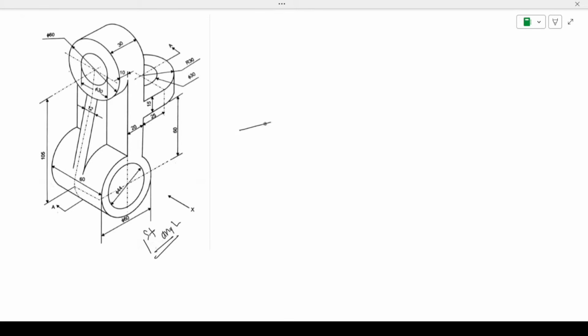So for first angle projection, the front view is above the XY line, then the top view is below the XY line. Front view is looking in the direction X, and this is our side view. The side view is the left hand side view. We always draw the left hand side view to the right of the front view. So this is the position of our first angle projection for this object: front view above, top view below, and the left hand side view here.